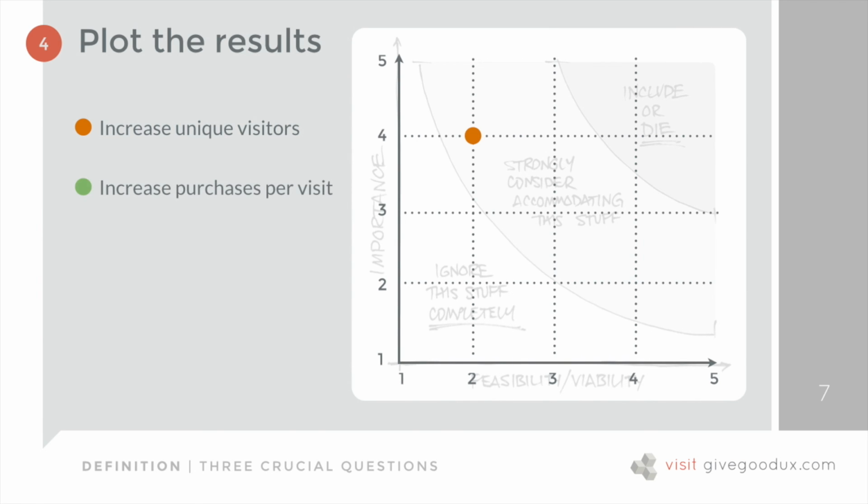Increased purchases per visit. Where did that fall? Well, importance was a 5, and feasibility was a 4. See where it falls? It's in the include or die section. That means we have to do this. It's a good idea. Increased number of titles. It was a 1 in importance and it was a 3 in feasibility. See where it lands? Ignore completely. Forget that. We're not doing it. Finally, we had an opportunity to increase the number of authors. That is a 3 in importance and a 3 in feasibility. Again, lands in the middle.